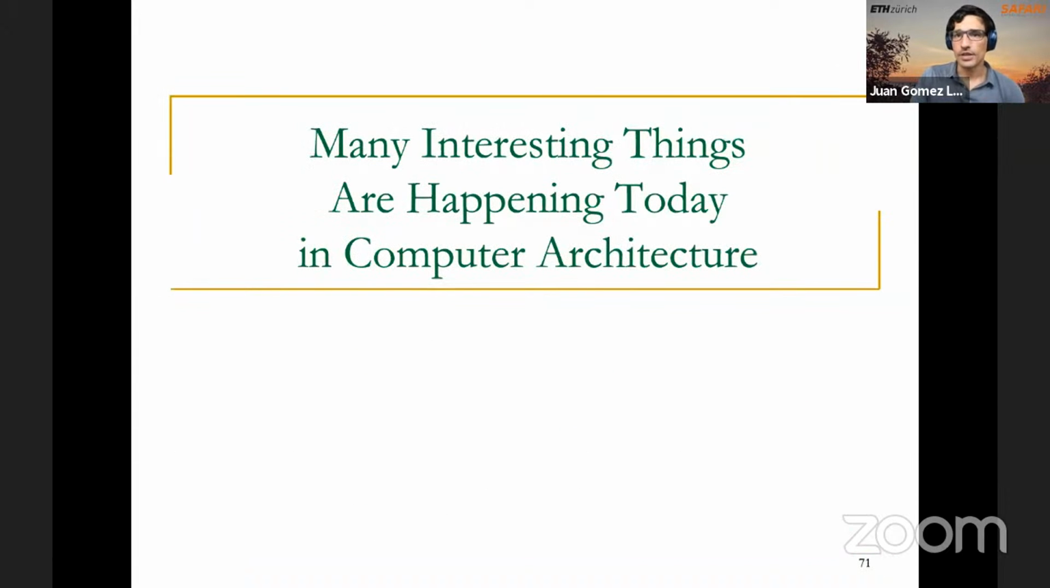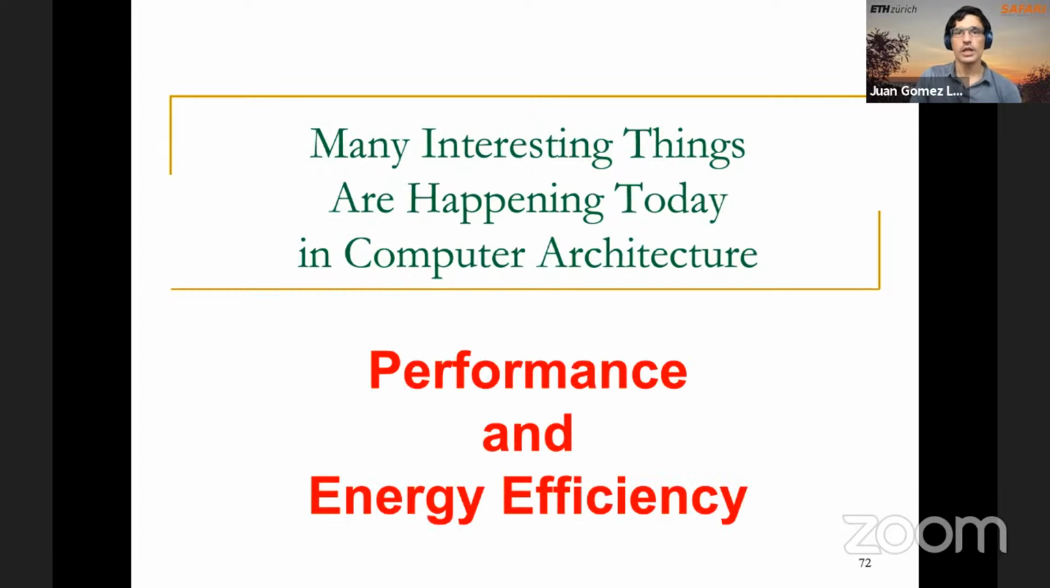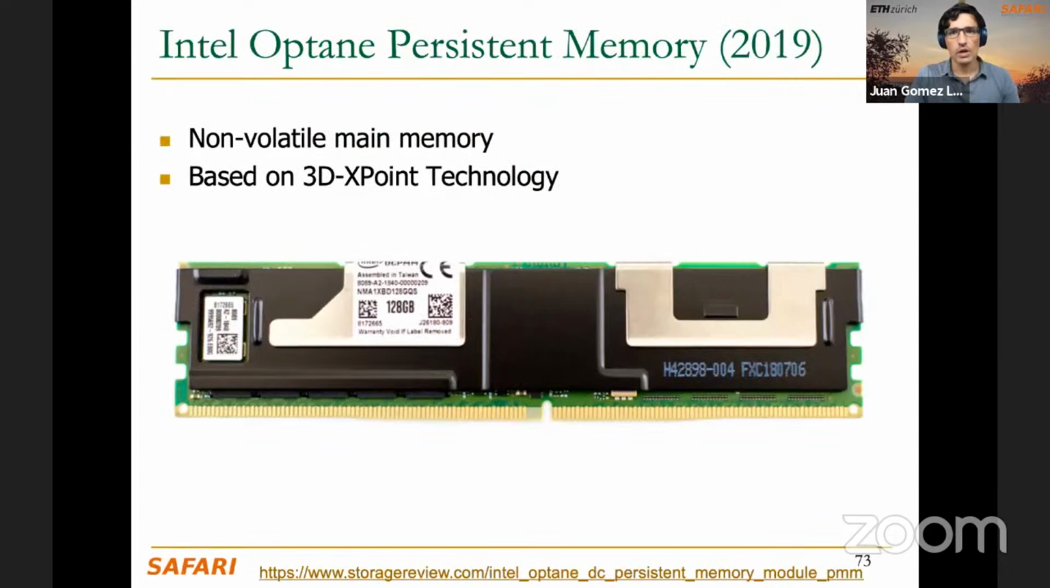So many interesting things are happening today in computer architecture, as I was saying, and we are going to keep seeing more. Some of them relate to performance and energy efficiency. We said before that these are two of the key goals that lead us to try to design and build better computing systems. One very good example is this Intel Optane persistent memory that was released in 2019, 2 years ago. This is essentially a replacement of the conventional DRAM that you can already go and buy and install in your system, but it's different in the sense that it's not DRAM. This is a non-volatile memory that is likely built with phase change memory.